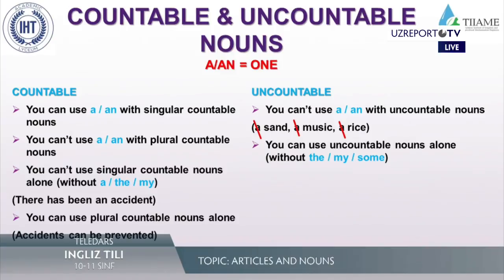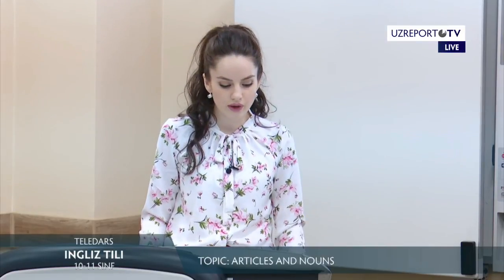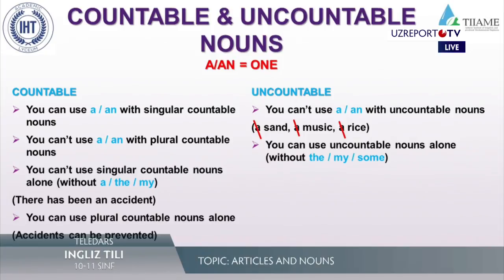Next one is also about countable and uncountable nouns. Look please, I differentiated these nouns into two columns. The first rule: you can use a and an with singular countable nouns. Why may we use a and an with singular nouns? Because it means one. A and an, it means one. That's why it's of course logical to use a or an with something that is only singular. Next one, you can't use a or an with plural countable nouns. If you have something in an amount of 2, 3 or more, of course it's impossible because an is one, as I said before. Next, you can't use singular countable nouns alone without a, the, my.